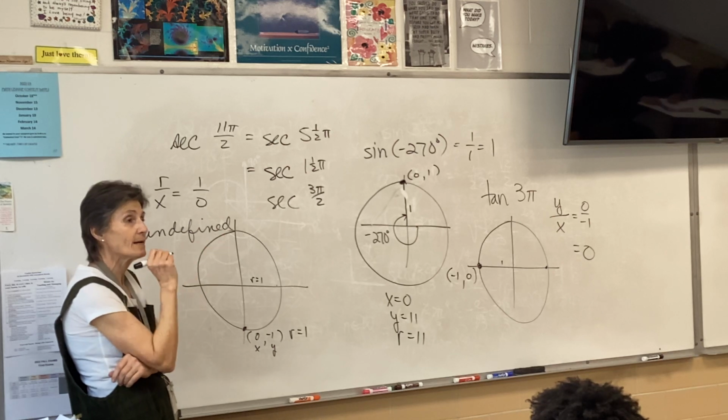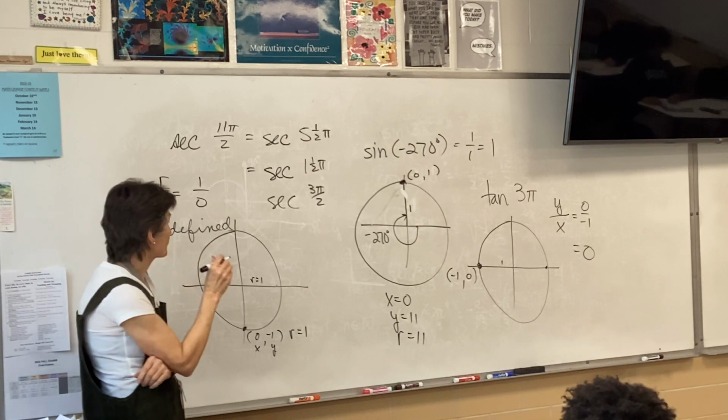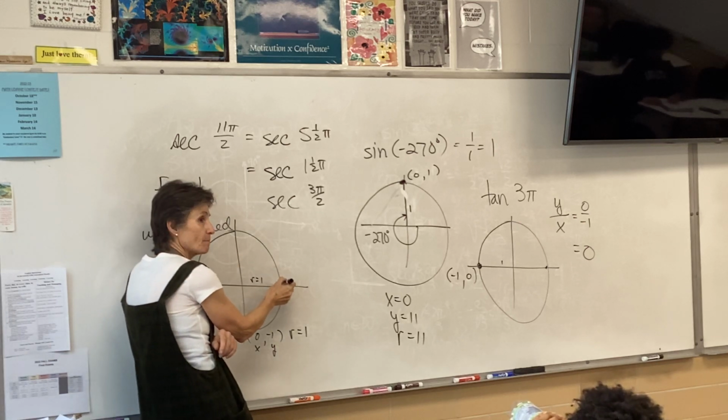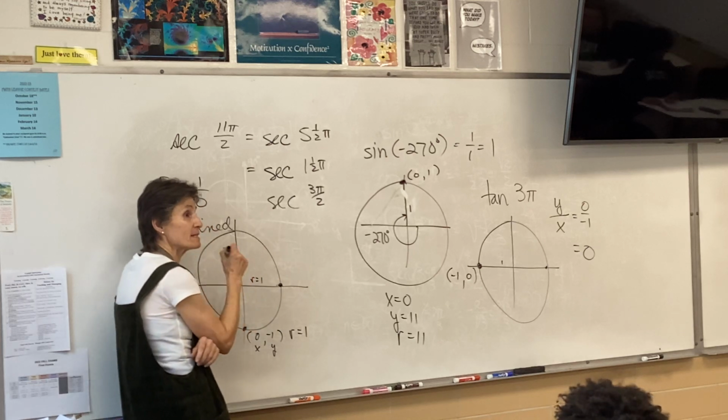It's undefined. Tess? So I'm confused where you're starting. You start on the x-axis. You start here always, and go upward or downward depending on whether the angle's positive or negative. If it's positive, we go up. If it's negative, we go down.